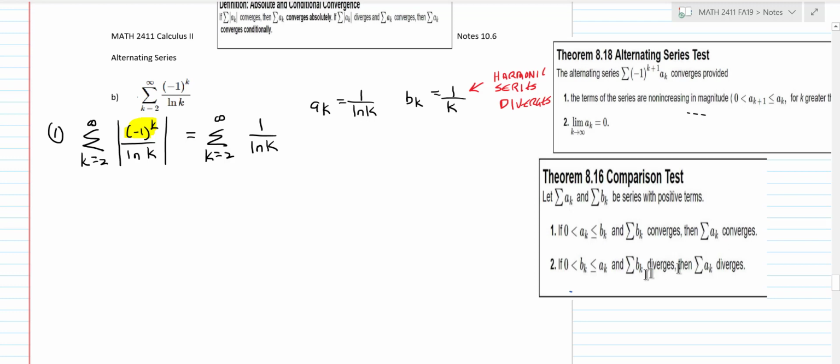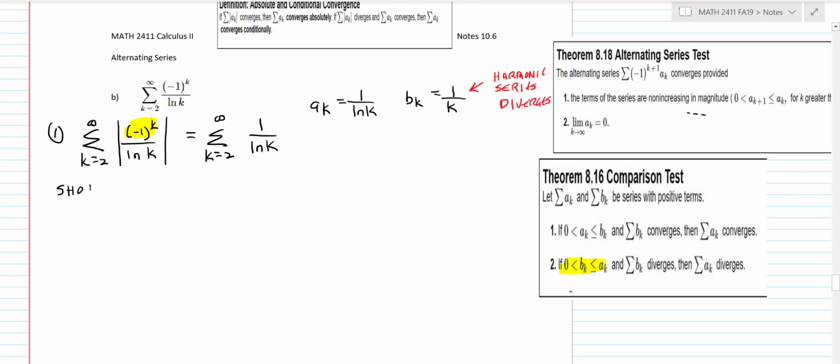Now, we're going to compare it to a divergent series, so we have to really show that this inequality is true. If we can show that all the terms in a sub k are larger than all the terms in b sub k, then since b sub k diverges, we can conclude by the comparison test that a sub k also diverges. So what we need to do is show this.